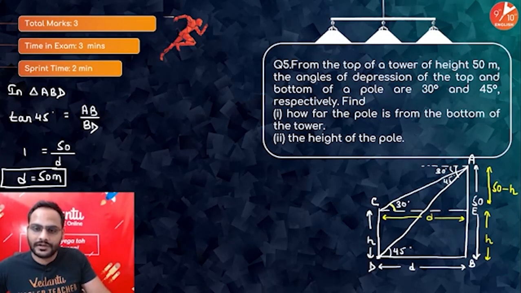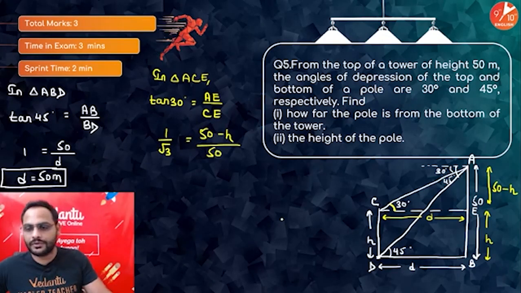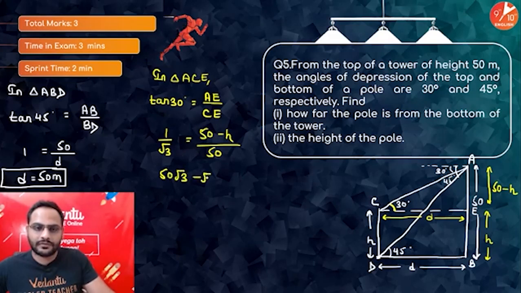This angle is 30 degree. Let's use tan 30 in triangle ACE. So in triangle ACE, tan of 30 degree will be equal to AE upon CE. Tan 30 is 1 by root 3. AE is equal to 50 minus h. CE is equal to 50. Cross multiply: 50 root 3 minus root 3 h is equal to 50.